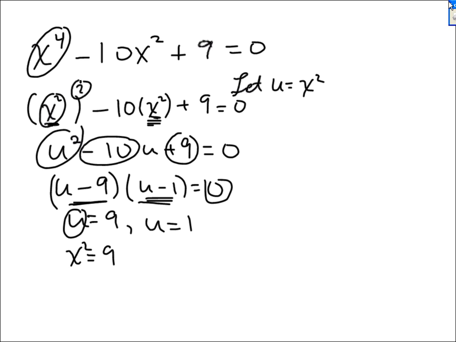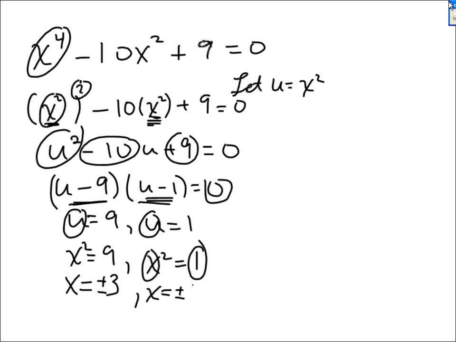So it's either x squared equals 9 or x squared equals 1. What squared gives you 9? Plus or minus the square root of 9, which is 3. X squared is 1, so x equals plus or minus the square root of 1, which is 1. So we get 4 answers.